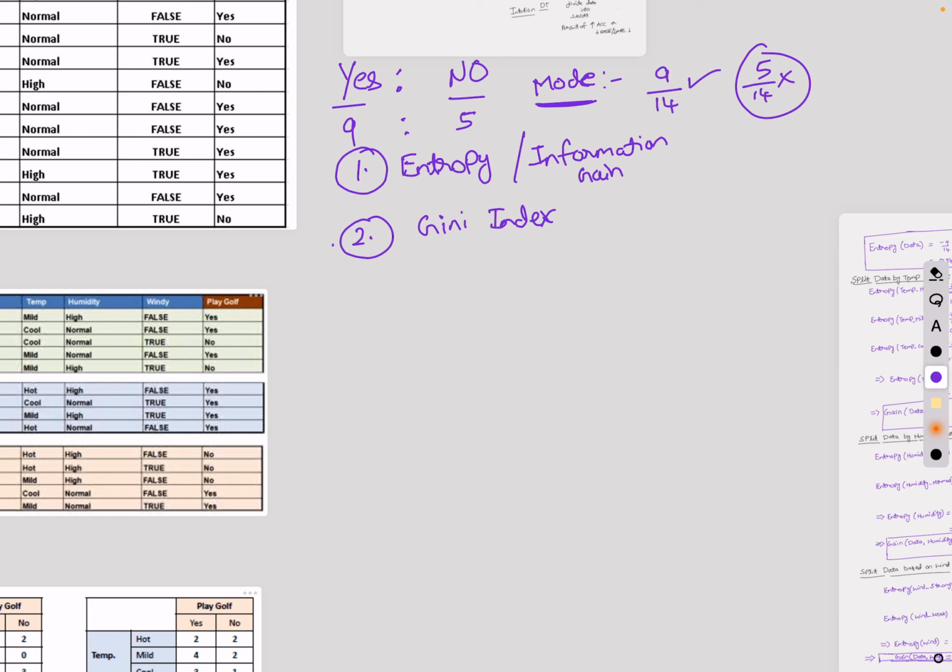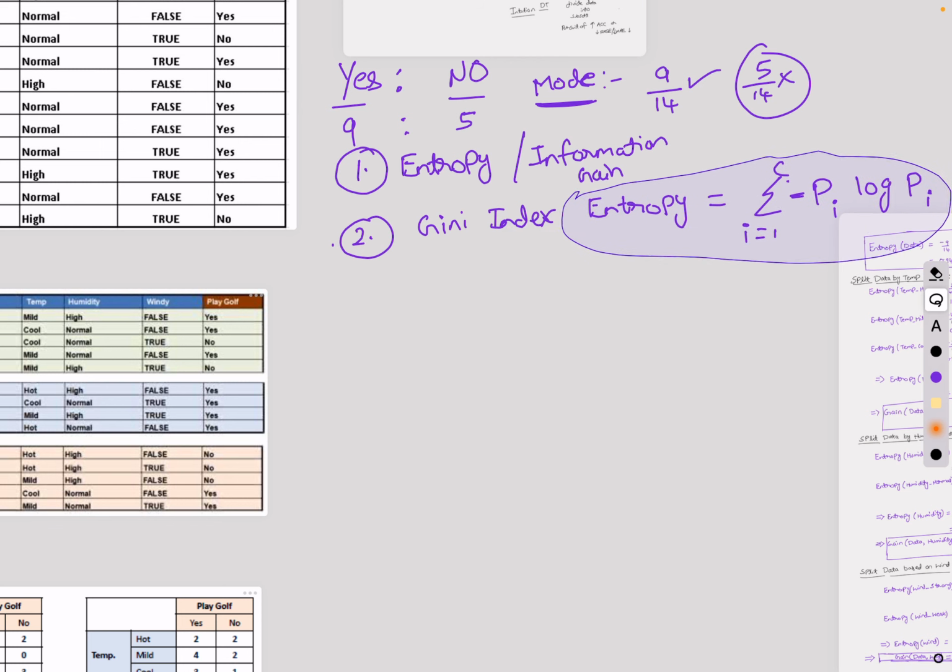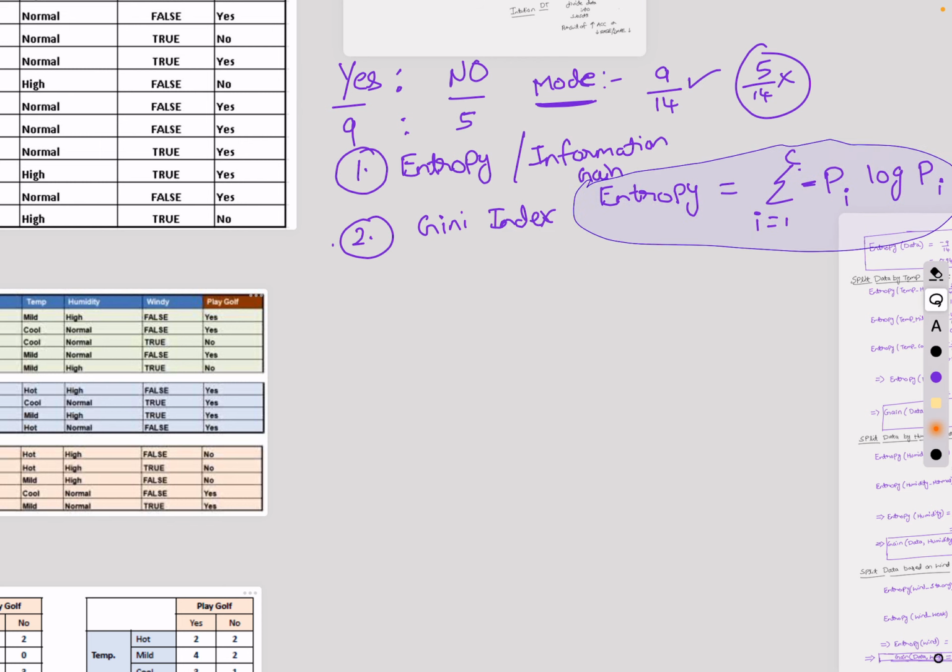The formula for entropy is minus the summation of Pi log Pi, for i from 1 to C, where C represents the number of categories. This is the formula for entropy. I'll just put it over here, which is very important to remember.